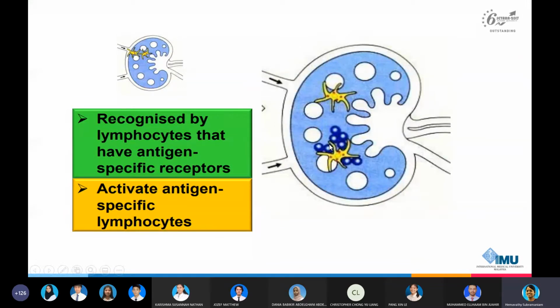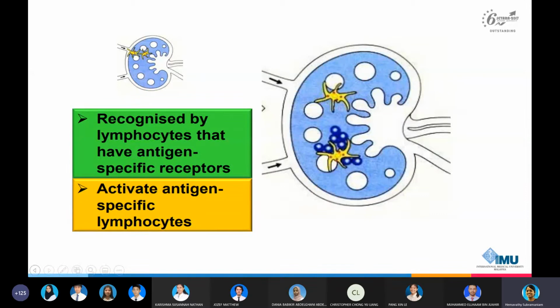And it will activate the antigen-specific lymphocytes. So once recognition happens through antigen-specific receptors, that will activate antigen-specific lymphocytes. Okay, these are the antigen-specific lymphocytes. There could be various lymphocytes, but only these lymphocytes can react specifically to this particular antigen. So that is why it's known as antigen-specific lymphocytes.